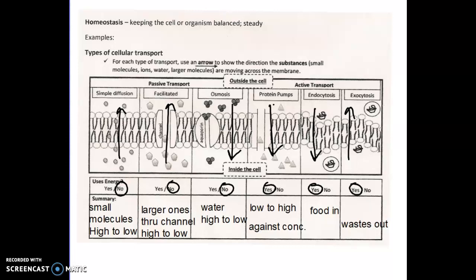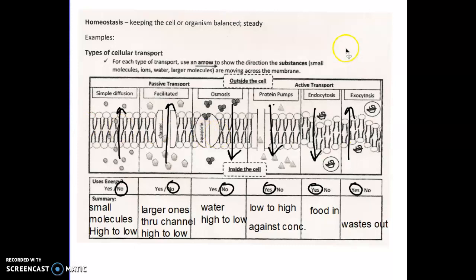If you get too hot, you sweat. If you get too cold, you shiver. If you drink more water than normal, you pee more than normal. If you drink less water than normal, you pee less than normal, and so on. So that's what homeostasis is, and it happens at the cellular level as well.